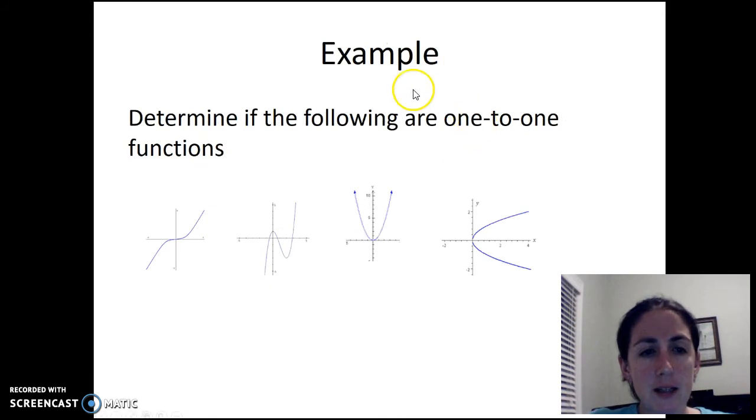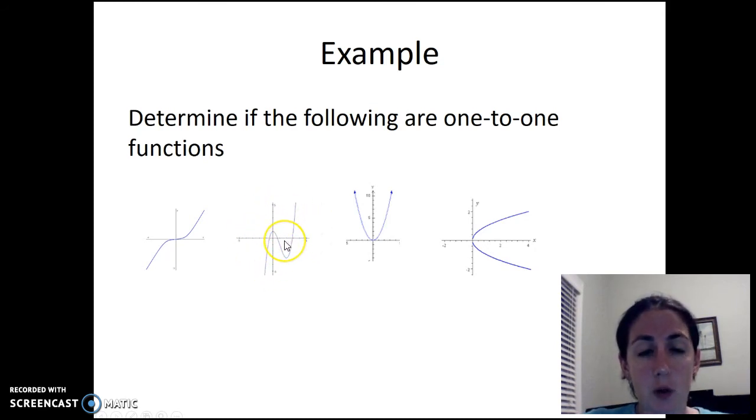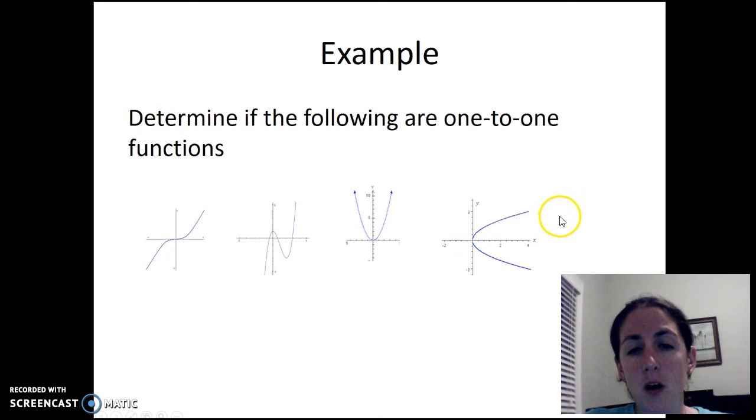So if we look at these, are these one-to-one functions? Well, notice this function right here passes the horizontal line test. This is a one-to-one function. This function right here fails the horizontal line test. So this is not a one-to-one function. Same thing here. This parabola fails the horizontal line test. This fourth one, though, what do you notice?